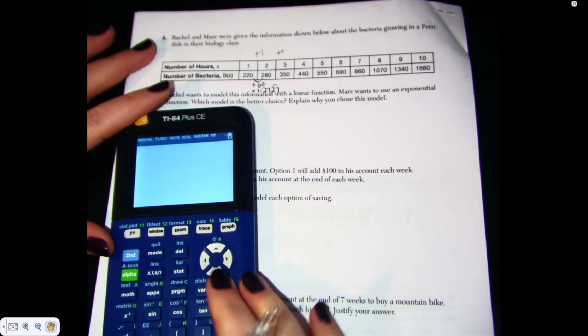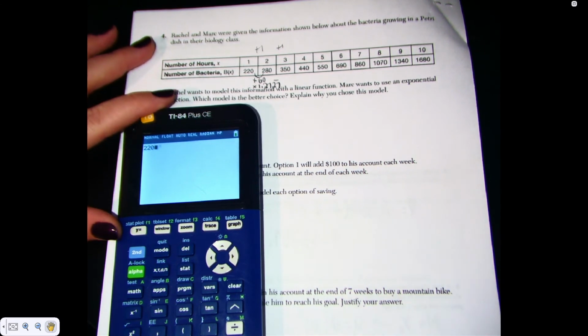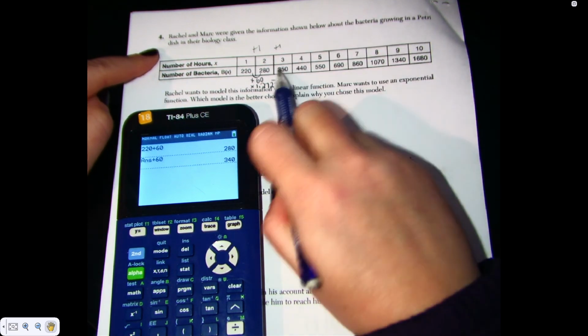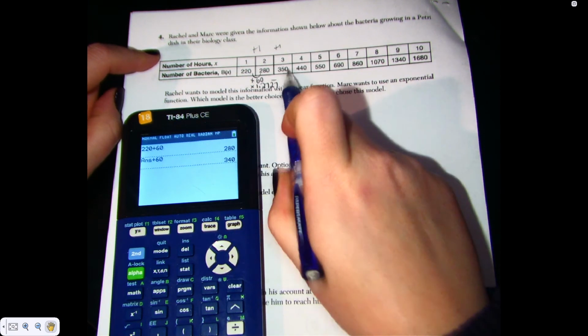So 280 divided by 220. So I'd be multiplying by 1.2727. Okay, that's repeating. Okay, so what's going to happen here? 220 plus 60 equals 280. 280 plus 60 equals 340. Is 340 350? Are those 2 equal? No. Okay, so right now, I don't even have to do anything different.